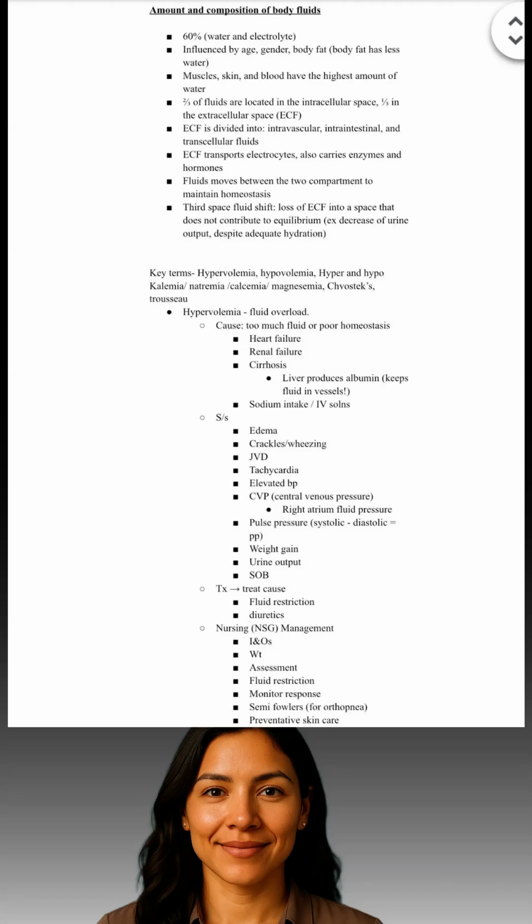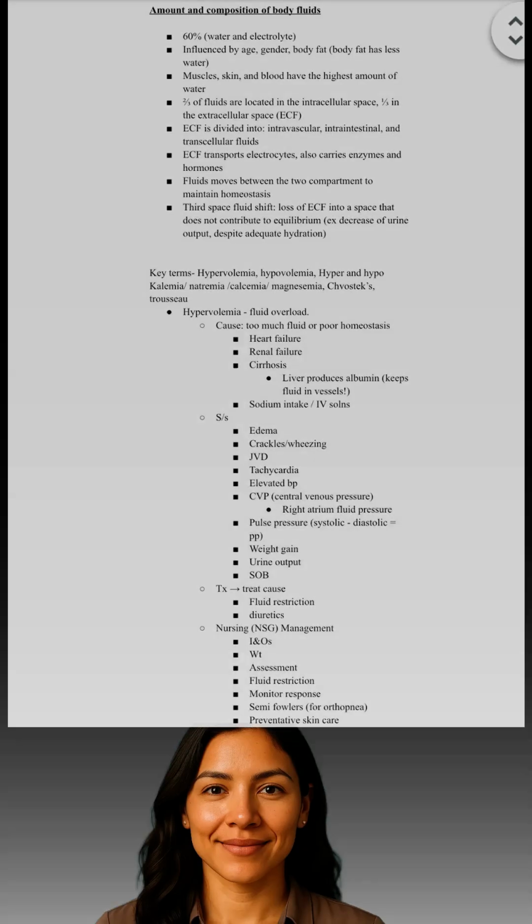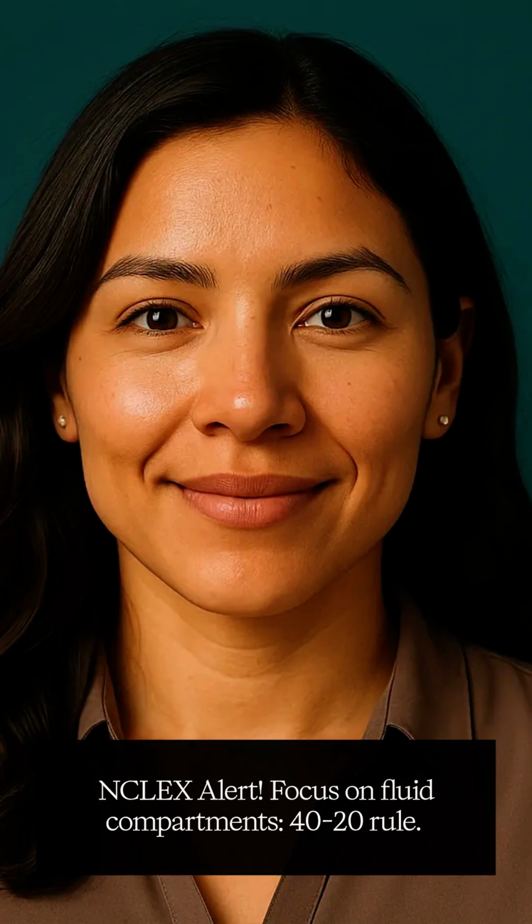Now, let's master an NCLEX essential, the 40-20 rule for fluid compartments. Let's break this down clearly. 40% is intracellular fluid found inside cells. 15% is interstitial fluid located between cells. 5% is intravascular fluid circulating in blood vessels.